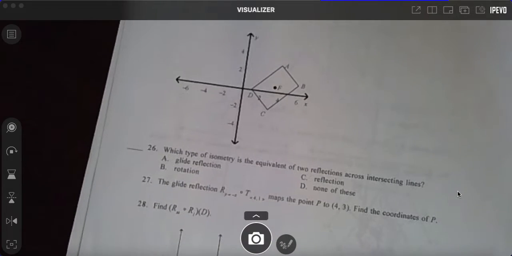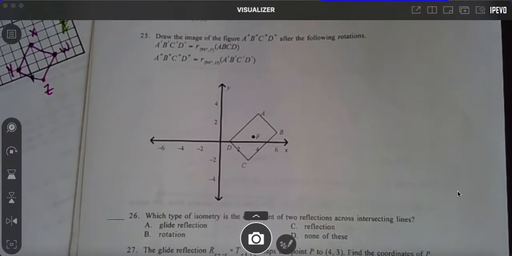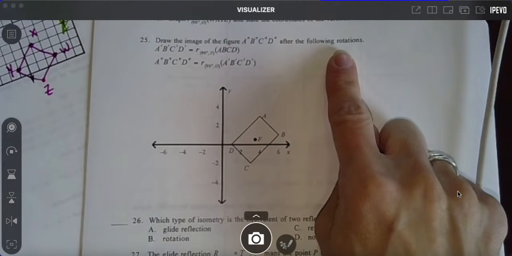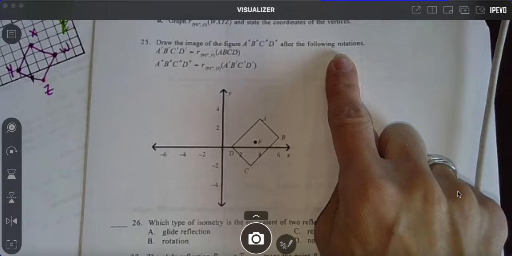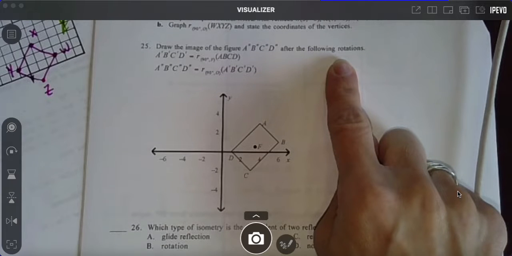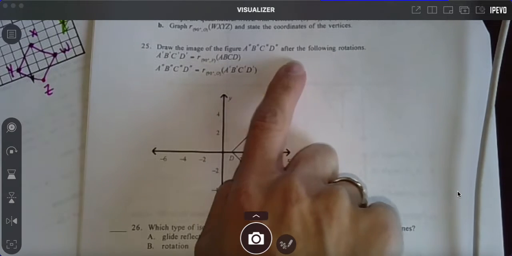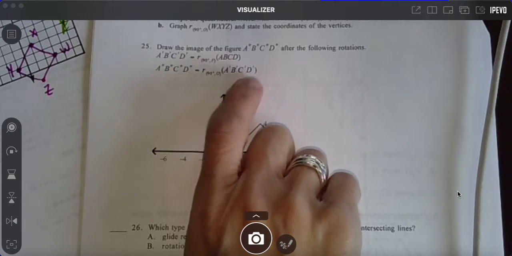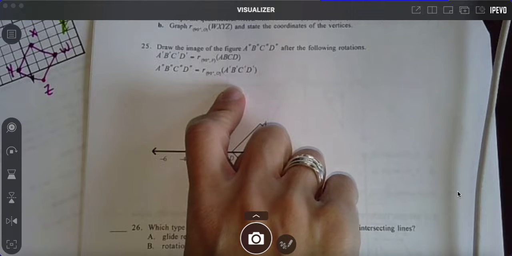The next one, y'all are in a hurry. You want to do this? 25. It says, draw the image of the figure after the following rotations. It says we're going to rotate it 90 degrees and then, I'm trying to read it, after the following rotations, 90 degrees and another 90 degrees. So I'm guessing we could just rotate it what?